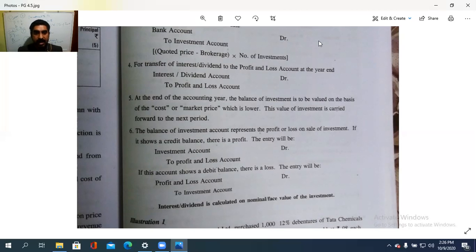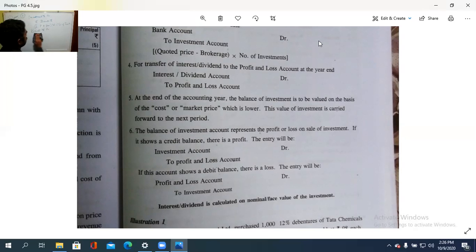അടുത്ത ഇതിലോട്ട് അത് മാറ്റപ്പെടുന്നു. And sixth case, the balance of investment account represents the profit or loss on sale of investment. അതായത് ഇൻവെസ്റ്റ്മെന്റ് അക്കൗണ്ട് നമ്മളൊരു അക്കൗണ്ട് എഴുതുമ്പോൾ അതിൽ എപ്പോഴും ബാലൻസ് ഉണ്ടാകും ഇല്ലേ? അപ്പൊ ഇതിനകത്ത് പ്രോഫിറ്റ് അല്ലെങ്കിൽ ലോസ്, പ്രോഫിറ്റ് ആണ് ഇന്ന എൻട്രി, ലോസ് ആണ് ആ എൻട്രിയുടെ നേരെ തിരിച്ച്. അപ്പോ ഇൻവെസ്റ്റ്മെന്റ് അക്കൗണ്ട് പ്രോഫിറ്റ് ആണ് എങ്കിൽ എന്താ എൻട്രി?